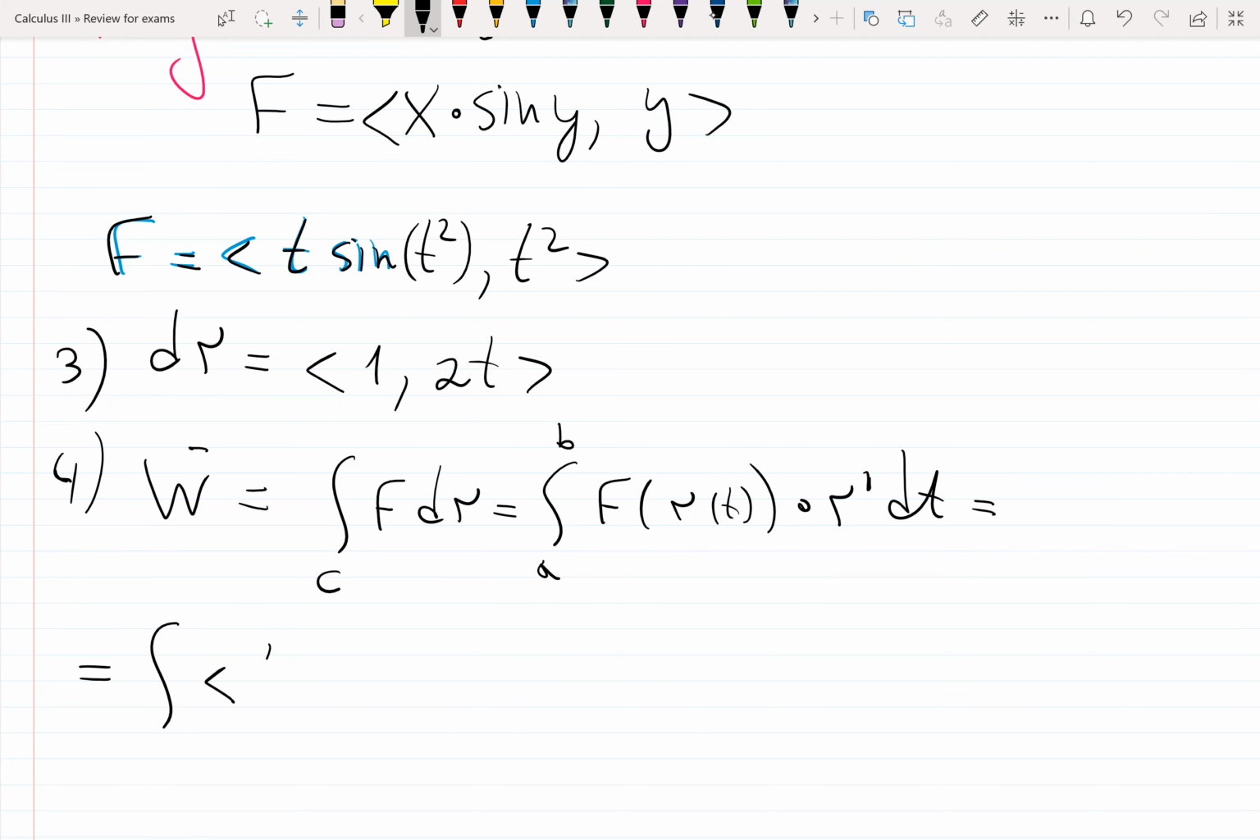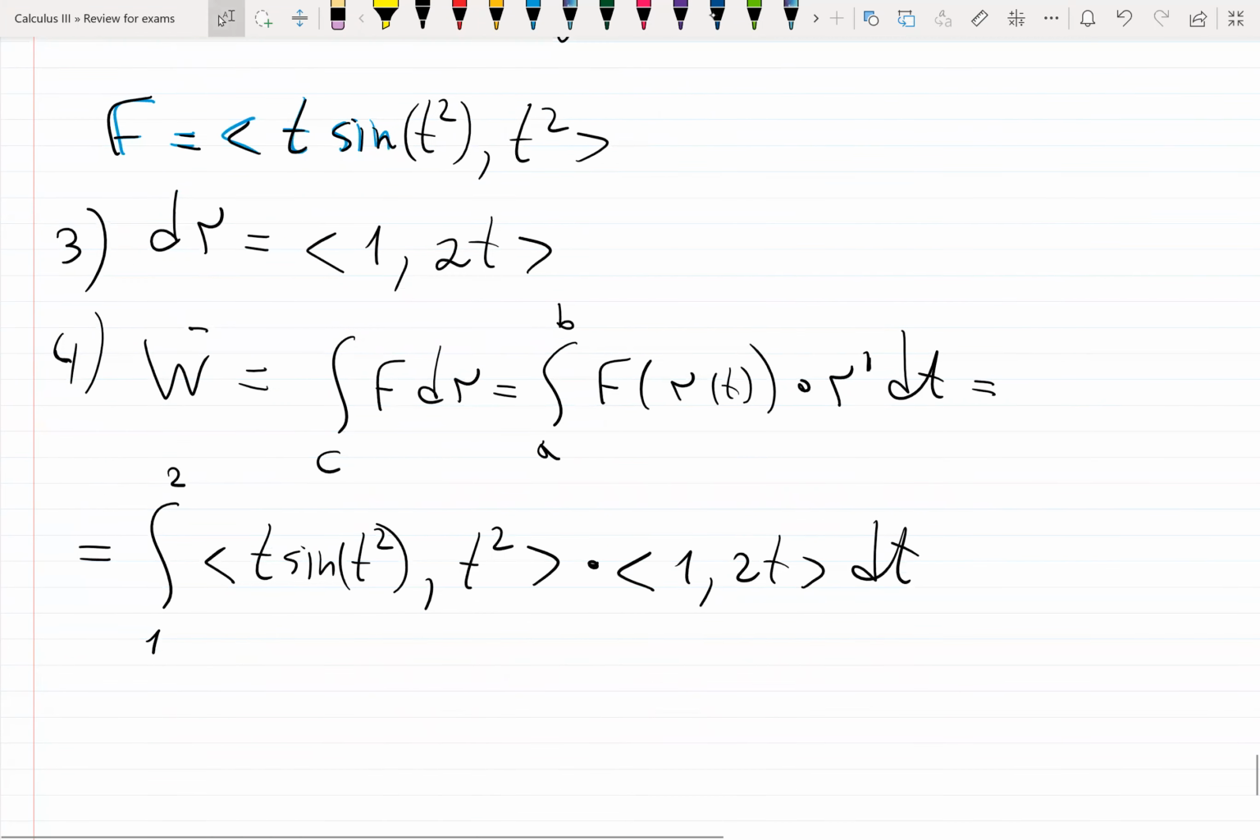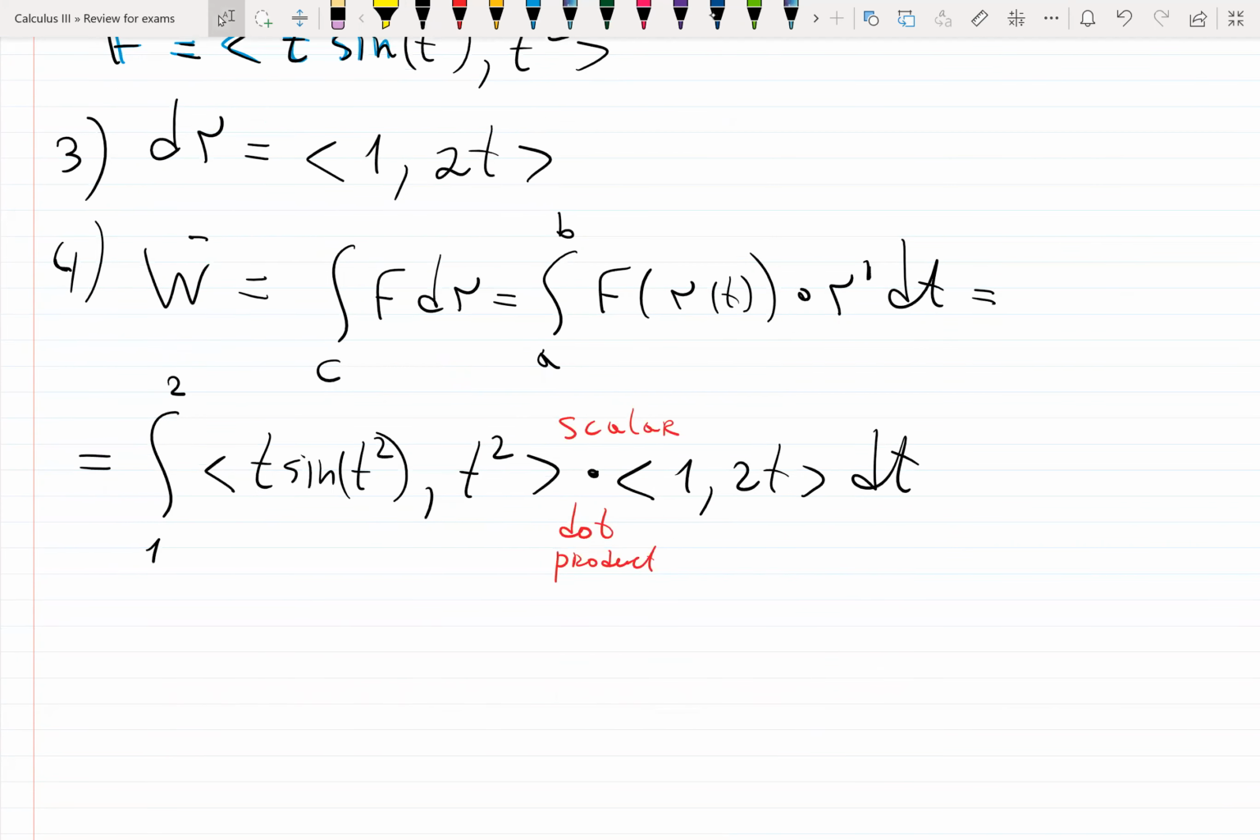So F is t sine t squared, comma, t squared, times 1 comma 2t, dt. Since we have dt, we should have everything in terms of t. t is running from 1 to 2. That is a scalar product, which is the dot product. The name scalar reminds you that the answer had better not be a vector; it had better be a number. In this case, it's a function, not a number. But basically, it means you multiply component by component.